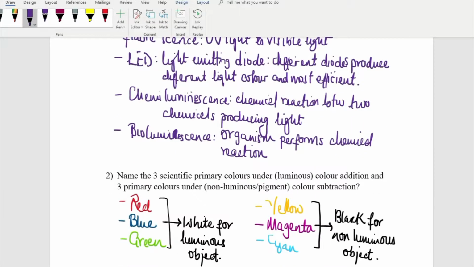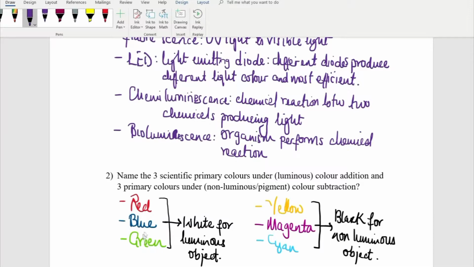Now question number 2 here is: name the 3 scientific primary colors under luminescence, color addition, and the 3 primary colors under the non-luminous, which is the pigment, color subtraction. Now the first one, on the left side, is linked to white light. Once white light comes out, it contains red, blue, and green.